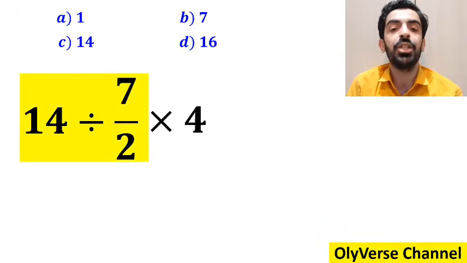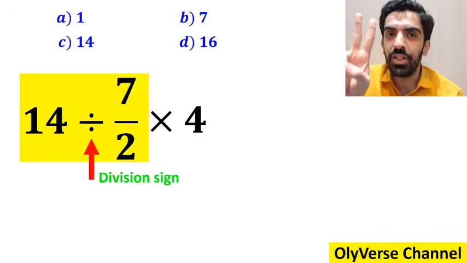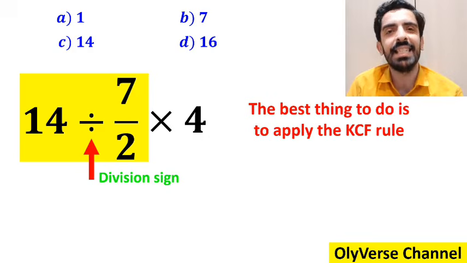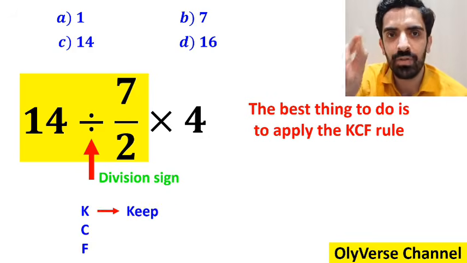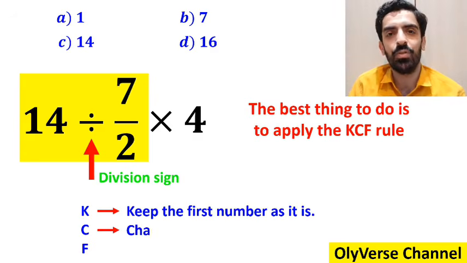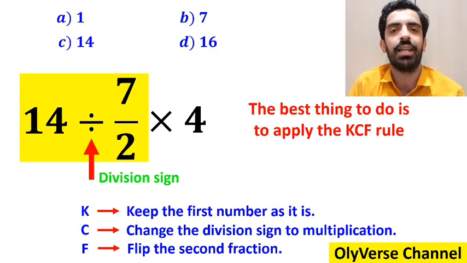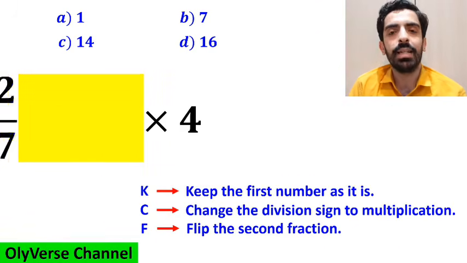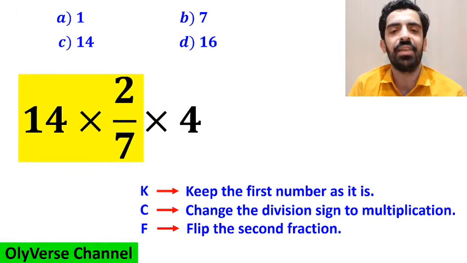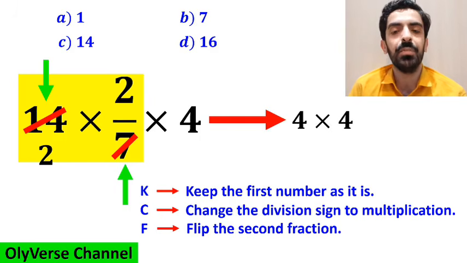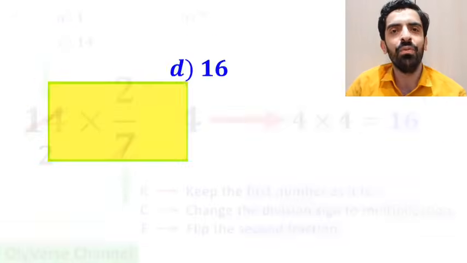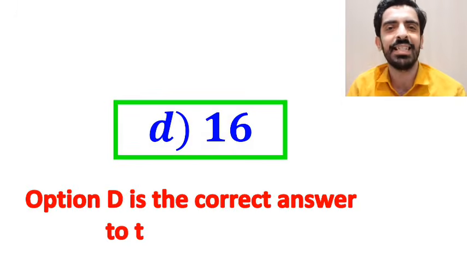So, first we start with the expression 14 ÷ 7/2. Okay, whenever we see a division sign between two terms, the best thing to do is to apply the KCF rule. In this rule, K stands for keep the first number as it is, C stands for change the division sign to multiplication, and F stands for flip the second fraction. So, we remove the highlighted part and replace it with 14 × 2/7. Now, the number 14 cancels out with the 7 in the denominator and this expression simplifies to 4 × 4, which finally gives us the answer 16. Therefore, Option D is the correct answer to this question.